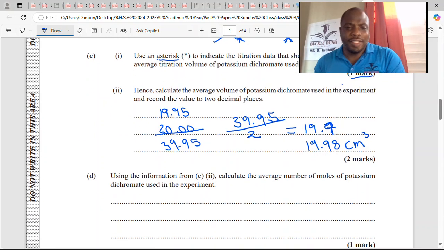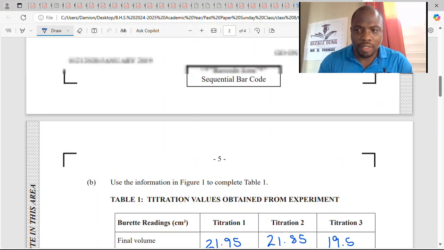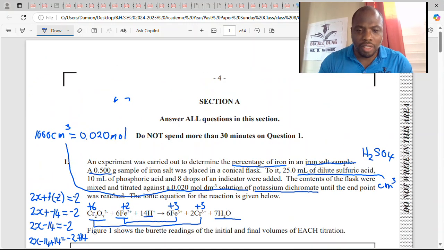It says using the information from C2, again, let me tell you, C2, which is this. Calculate the average number of moles of potassium dichromate used in the experiment. Watch me now. Let's go back. We go back to this part where we have this. You remember this that I evaluated?